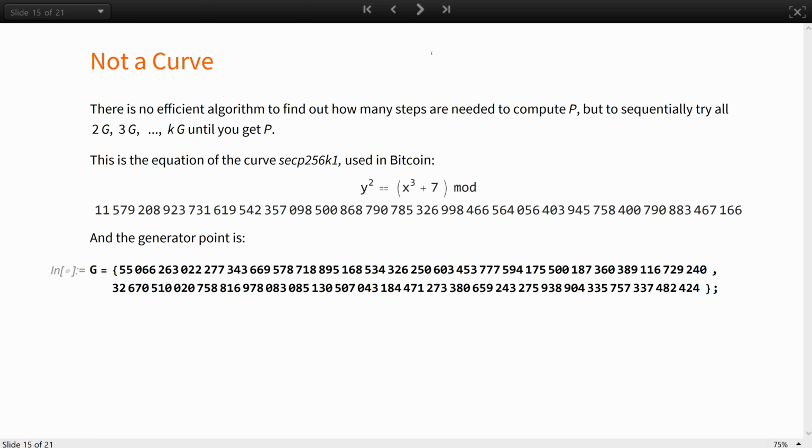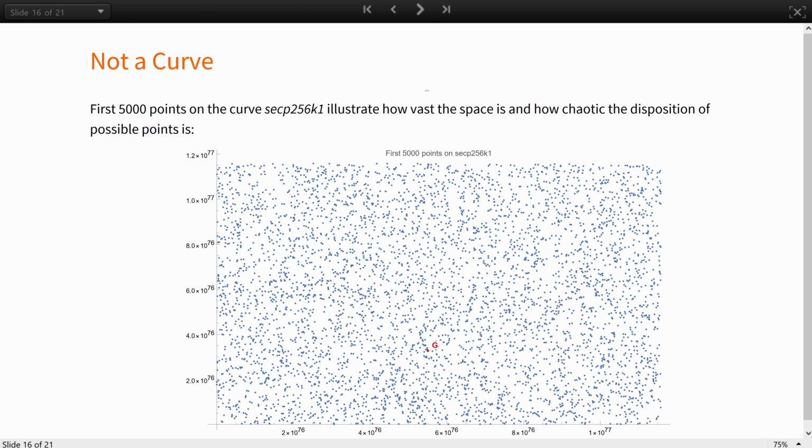The parameters for the curves used in cryptography are chosen to be large enough so that given a public key point P, it is infeasible for an adversary to perform an exhaustive search over all possible private multipliers to brute force the private key. For example, this is the equation of the curve used in Bitcoin. You can see how large the modulus is, and here is its respective generator point. This plot of the first 5,000 points on the Bitcoin curve from the generator illustrates how vast the space and how chaotic the disposition of possible points is.